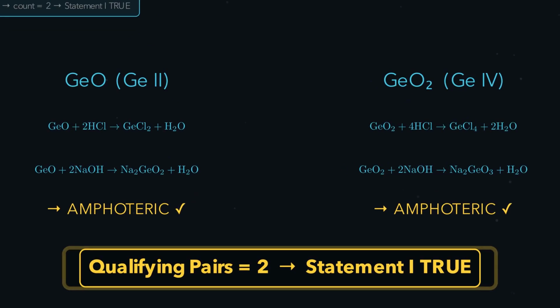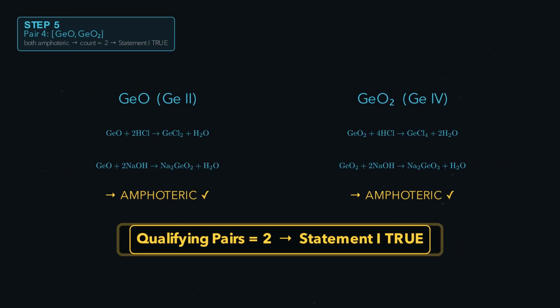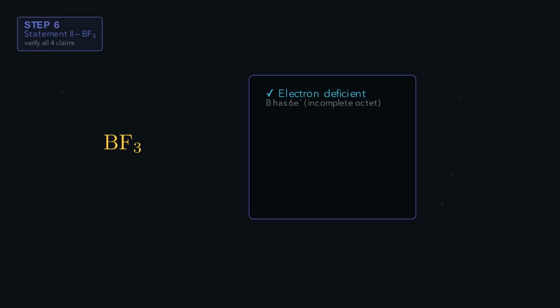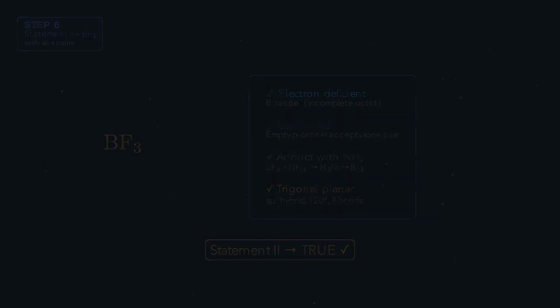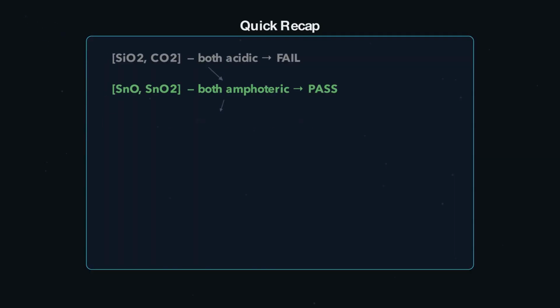Boron only forms 3 bonds, leaving just 6 electrons around it, so it is electron deficient. That empty orbital makes it a textbook Lewis acid. It readily accepts the lone pair from ammonia to form the BF3 ammonia adduct. And with sp2 hybridization, the geometry is trigonal planar. All 4 claims check out.